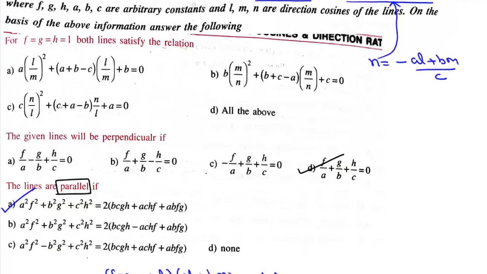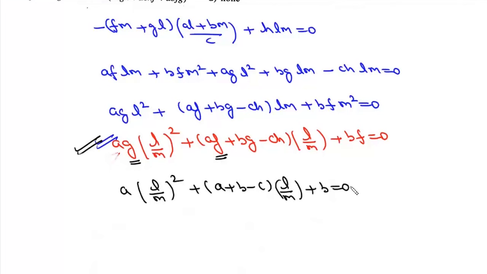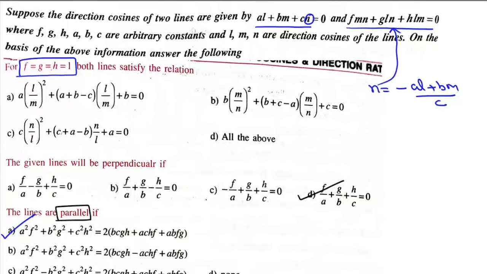And now this first question is, if F, G and H are all 1, then this line satisfies which of the following conditions. Now we already have this quadratic equation. If we put F, G and H as 1, then we can write this as A (L by M) square plus (A plus B minus C) L by M plus B equals 0, and which is your option A. So the correct options are A, D and A.